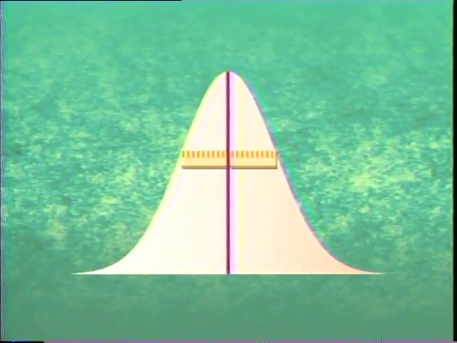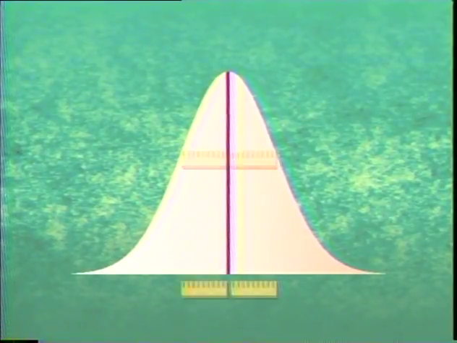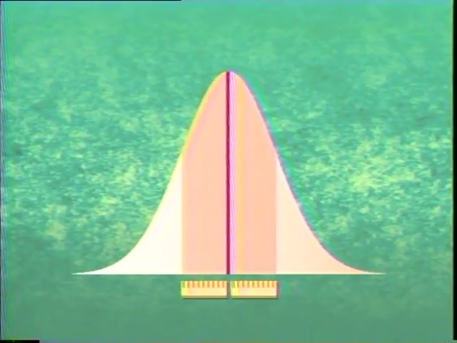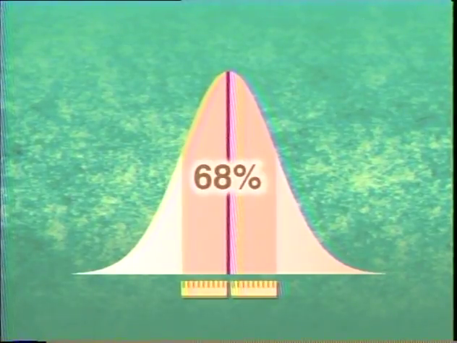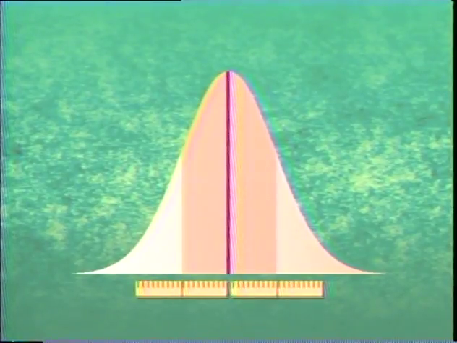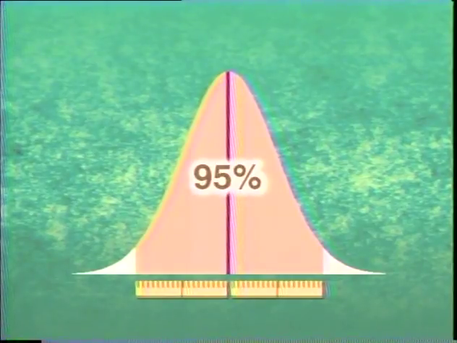If we measure one standard deviation on either side of the mean, then we've marked an area 2 standard deviations wide. And here's the striking fact. For any normal distribution, no matter what shape, this region, 1 standard deviation on either side of the mean, always contains 68% of the observations. If we go out 2 standard deviations on both sides of the mean, we find 95% of the observations.